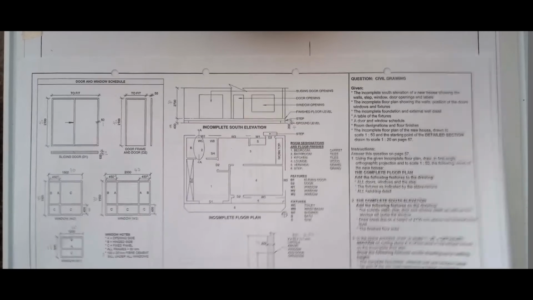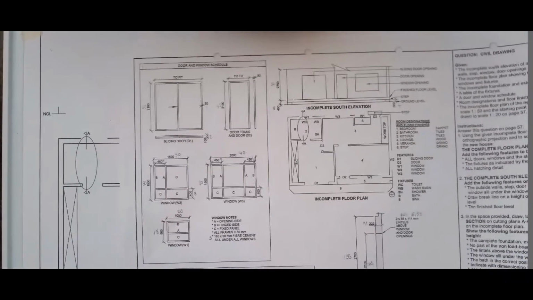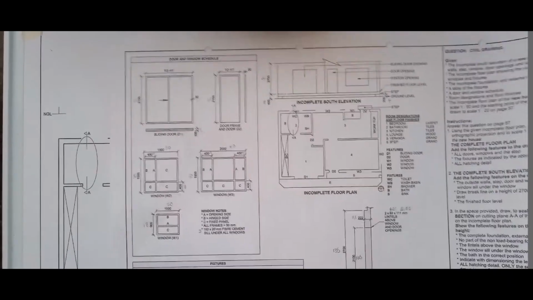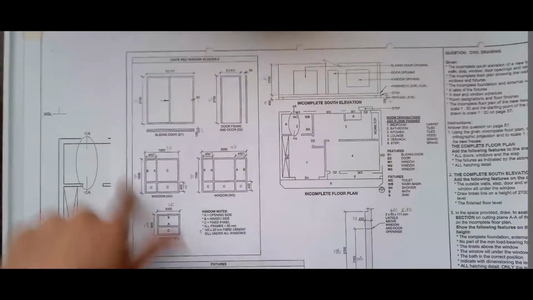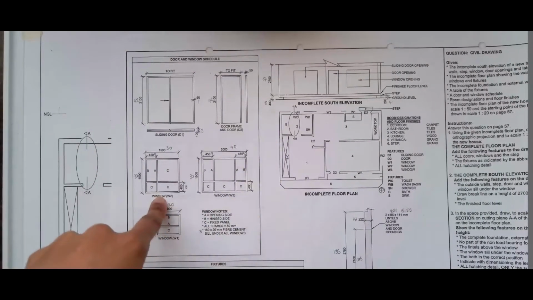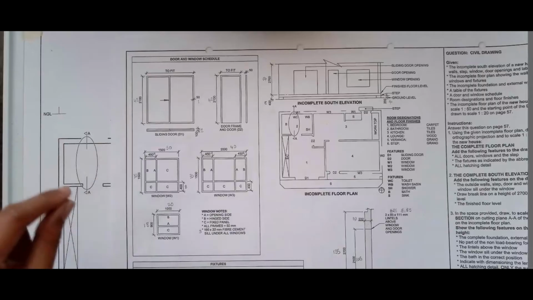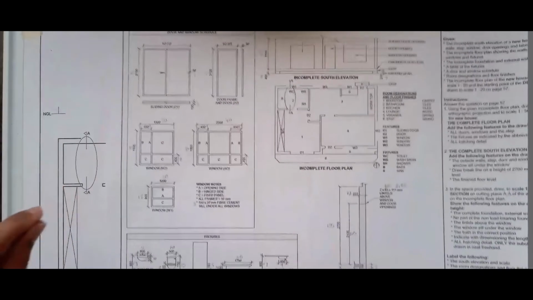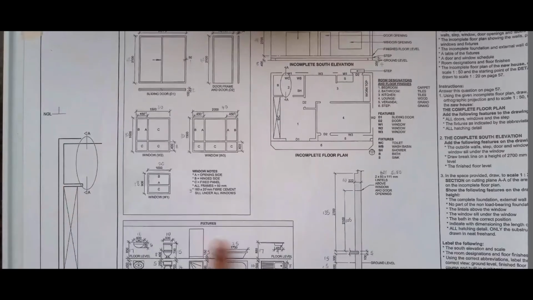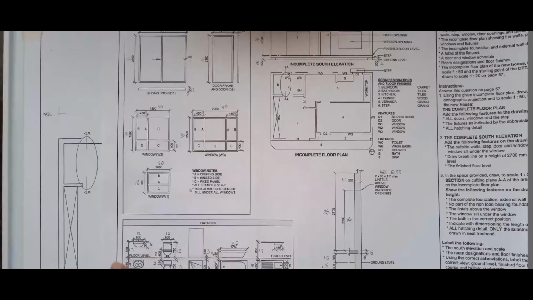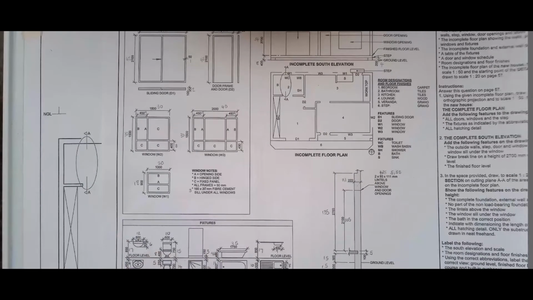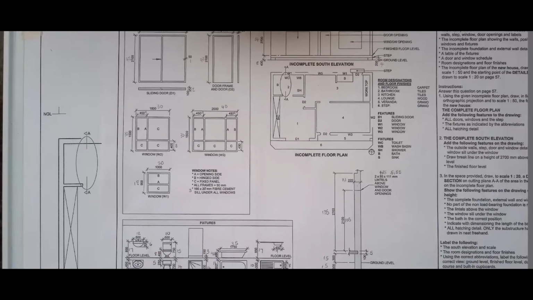As you can see, for the windows I've already used scale 1:50 to get my dimensions, and for the sanitary fixtures down there, I've already converted everything using scale 1:50. So I'm just going to get started with it. I'm going to start by drawing all of my windows.